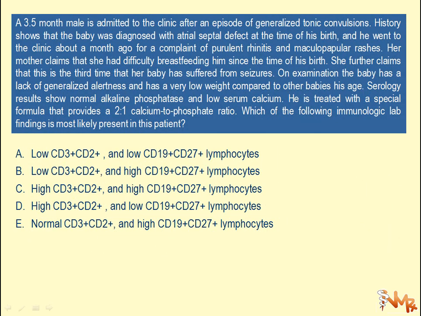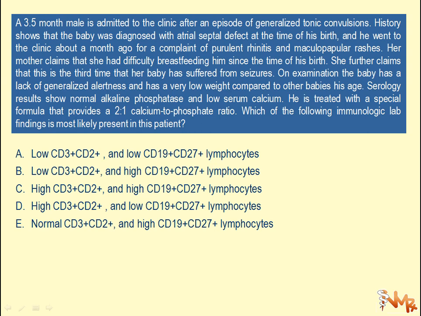A 3.5-month male is admitted to the clinic after an episode of generalized tonic convulsions. History shows that the baby was diagnosed with atrial septal defect at the time of his birth, and he went to the clinic about a month ago for a complaint of purulent rhinitis and maculopapular rashes. Her mother says that she had difficulty breastfeeding him since the time of his birth. She further claims that this is the third time that her baby has suffered from seizures.